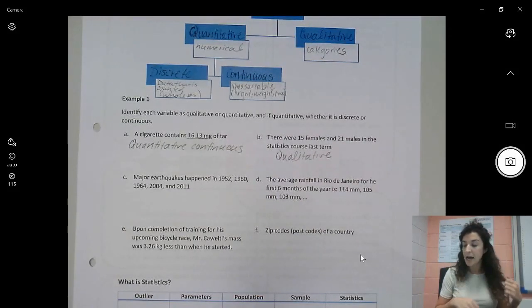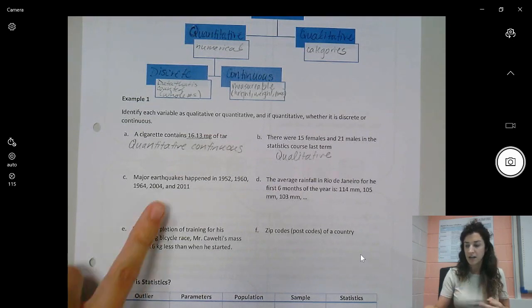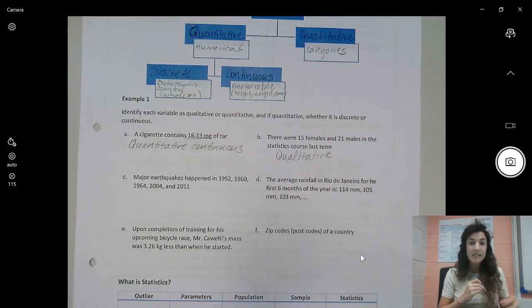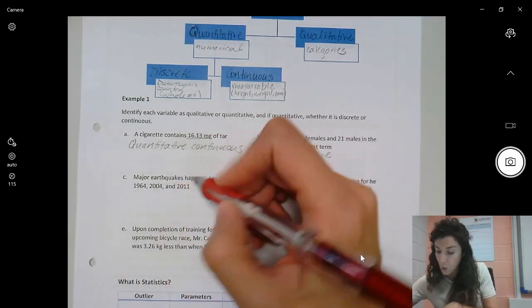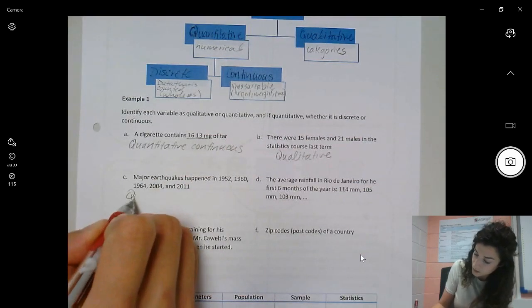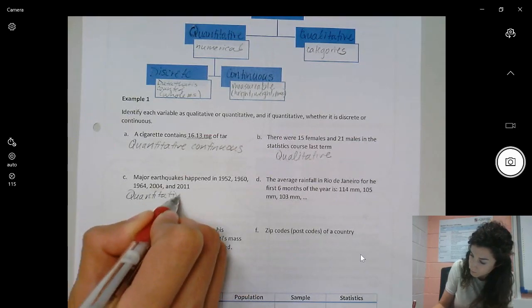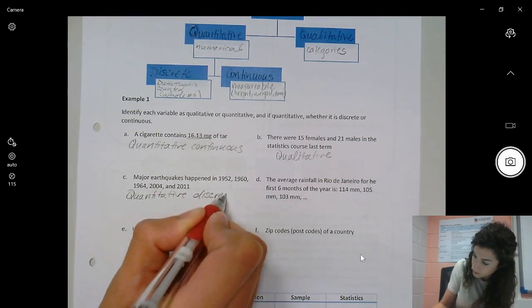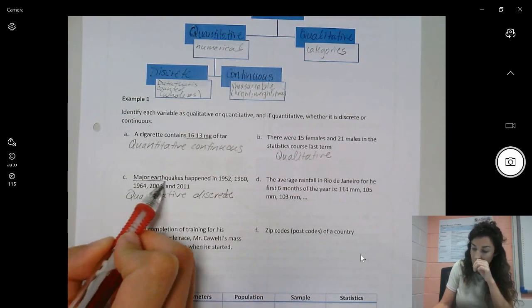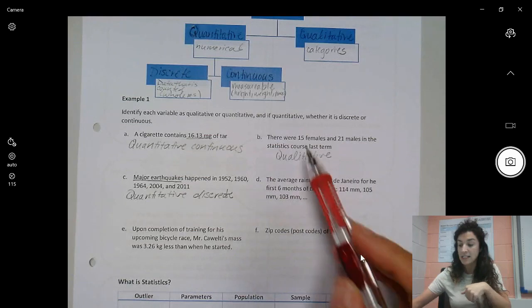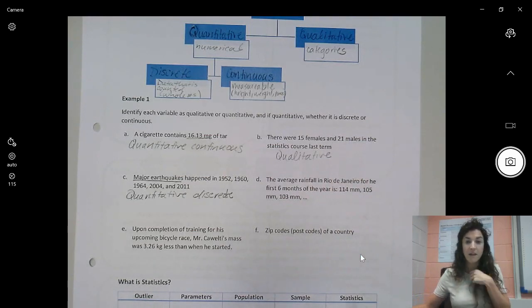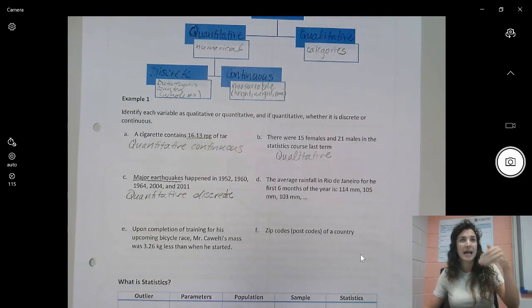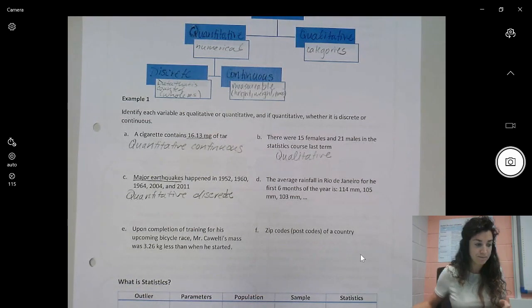Next, major earthquakes happened in this year, this year, this year, this year, and this year. So we've got 5 different years that we're talking about. Since it's only one piece of information and it's being counted in specific segments, this is discrete quantitative. Notice with this, we're focusing on one thing, major earthquakes, whereas qualitative might be focusing on multiple things. Since we're focusing on one thing and that one thing occurring at these different points in time, that makes it discrete and quantitative information.